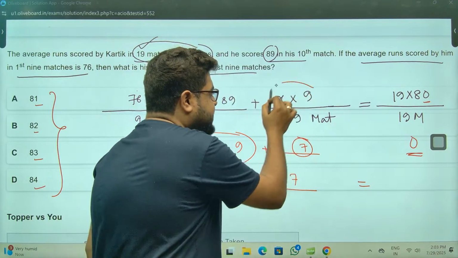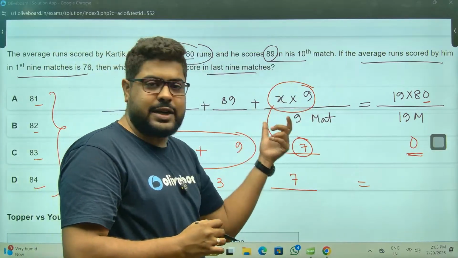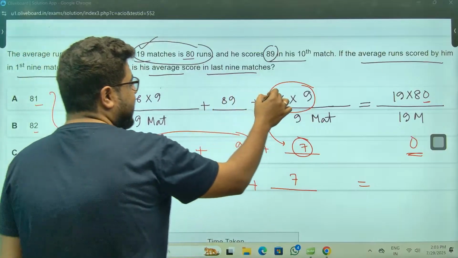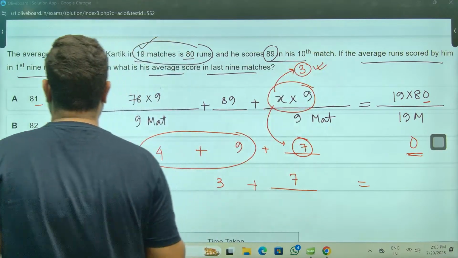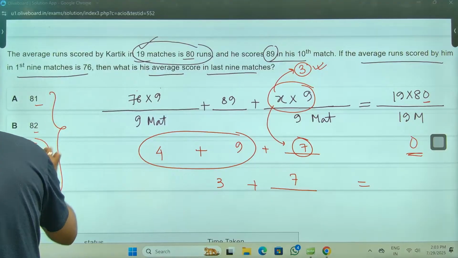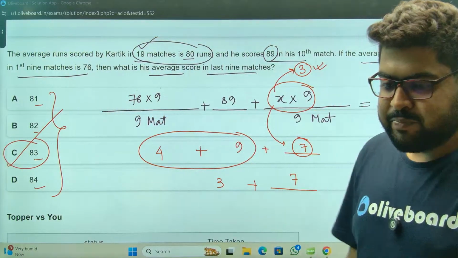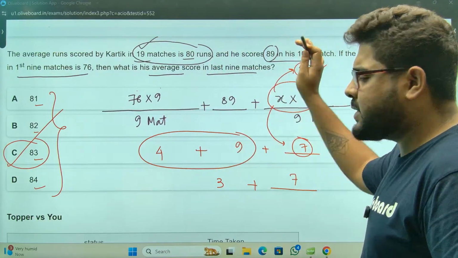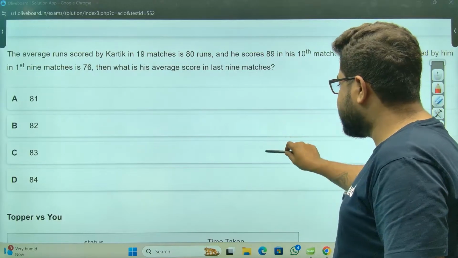Now, meaning x into 9 must end in 7. 9 into what ends in 7? 9 into 3 ends in 7. So that means the unit digit of this x has to be 3. That means C has to be my correct answer. I have not calculated. I've just used some common sense to get to my answer.